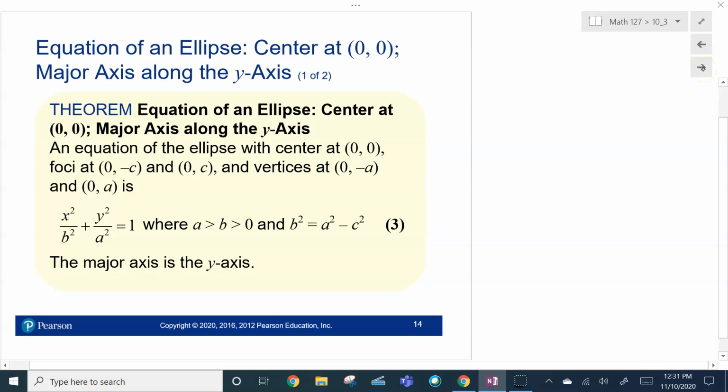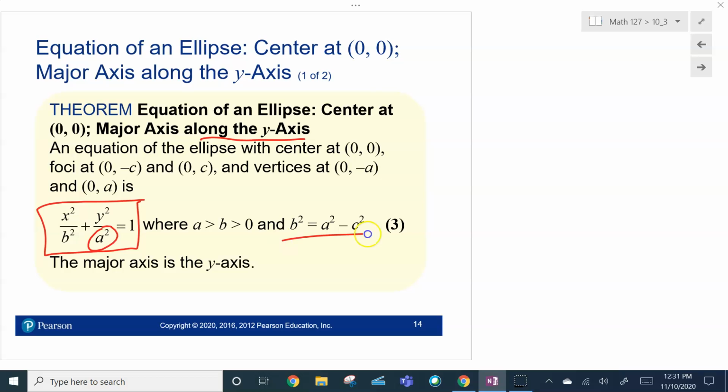Alright, what if your major axis is vertical? In other words, your major axis along the y-axis. Well, now the a, the bigger value, will be underneath the y squared. So it'll be of this form: x squared over b squared plus y squared over a squared equals 1. The distance from the center up to that vertex will still be a distance of a, though. Notice these relationships: a is still greater than b.